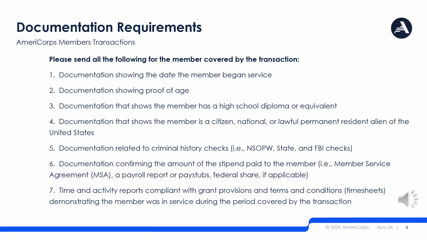For this, please provide a signed member agreement along with a payroll register or pay stubs to support the amount of stipend pay. AmeriCorps checks that the member was paid according to the MSA. If for some reason the entire stipend amount is not charged to AmeriCorps, please clarify how the AmeriCorps share is determined. And finally, we need time and activity reports compliant with grant provisions and terms and conditions, demonstrating the member was in service during the period covered by the transaction.